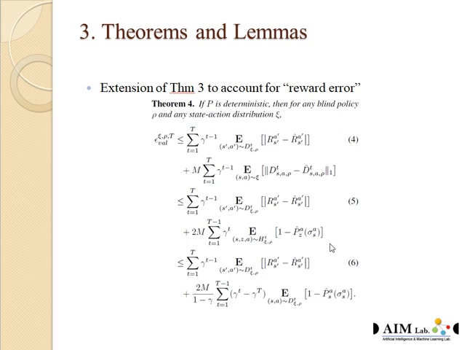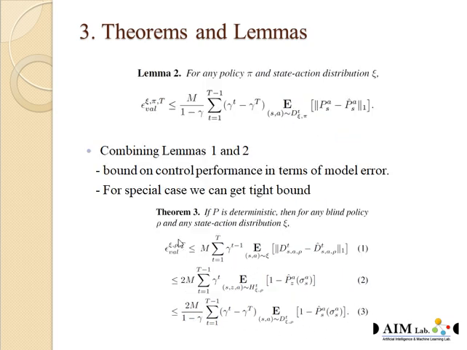Also, this is another case of the error bound. When we have some reward error, it is bounded. The control performance is bounded by the reward error and the previous error terms, like this one.